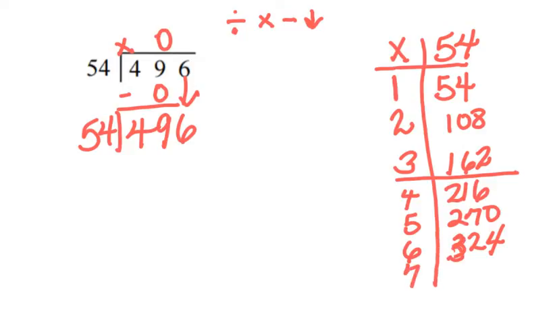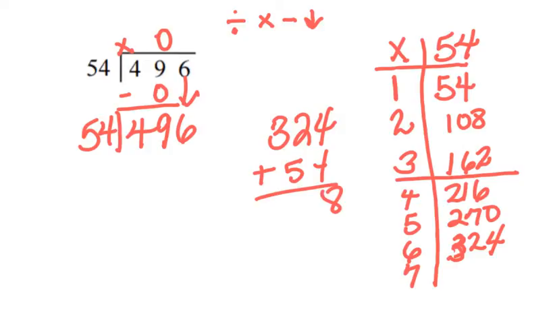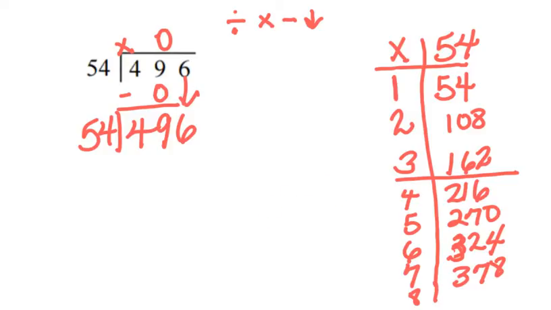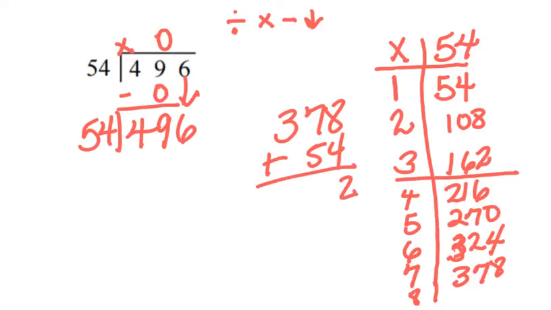So we have 7. So let's see if 7 is going to do the trick. So we have 324 plus 54. It's going to be 8 and 7. So that's 378. Let's go over here. 8. 8 may do the trick. So 378 plus 54 is going to be 12.